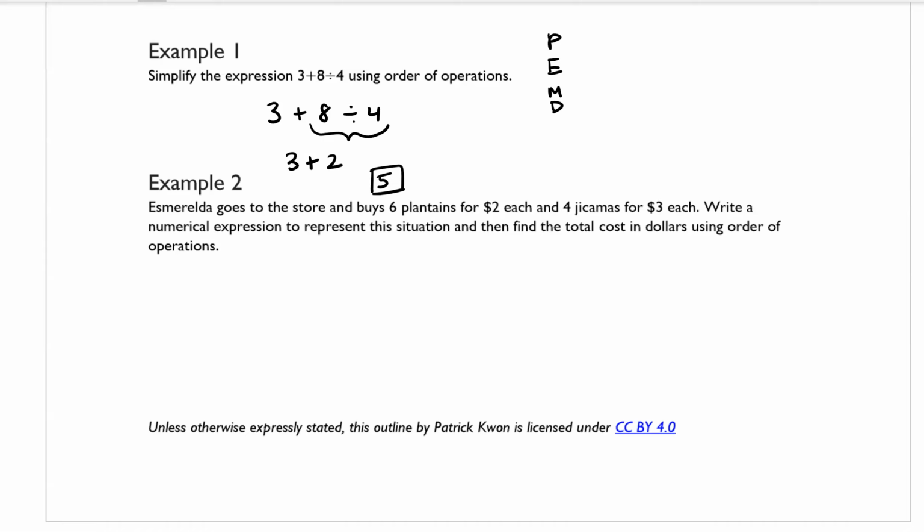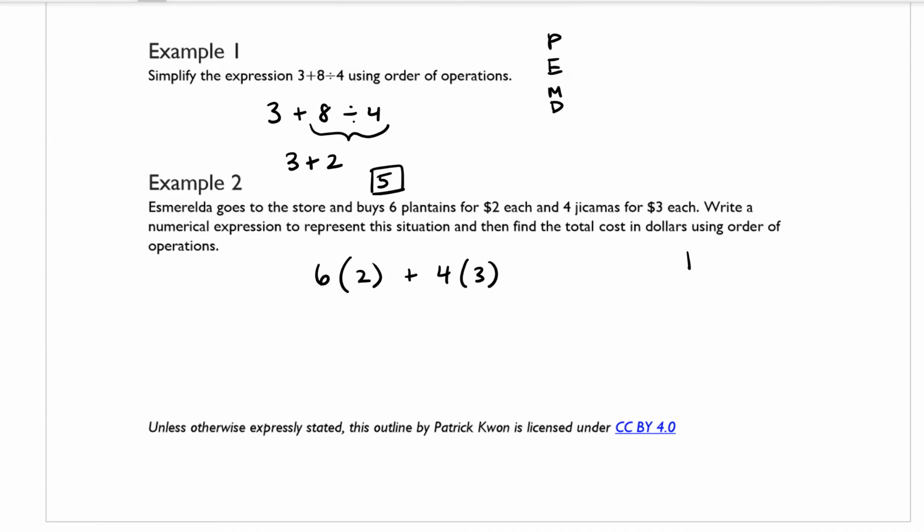Example 2 says, Esmeralda goes to the store and buys 6 plantains for $2 each and 4 jicamas for $3 each. Write a numerical expression to represent this situation and then find the total cost in dollars using order of operations. So we want to figure out the total cost. We know that she buys 6 plantains and those cost $2 each, and she also buys 4 jicamas and those cost $3 each. And to get the total cost, we would add those two values together.